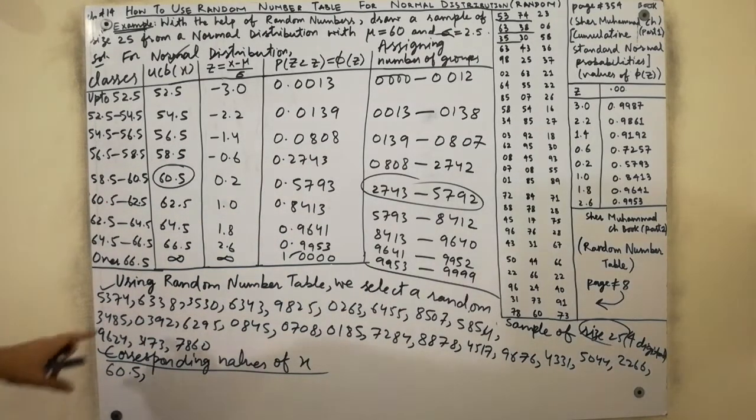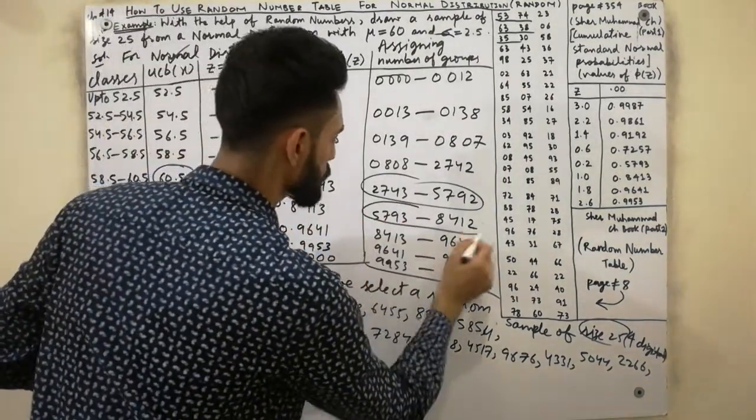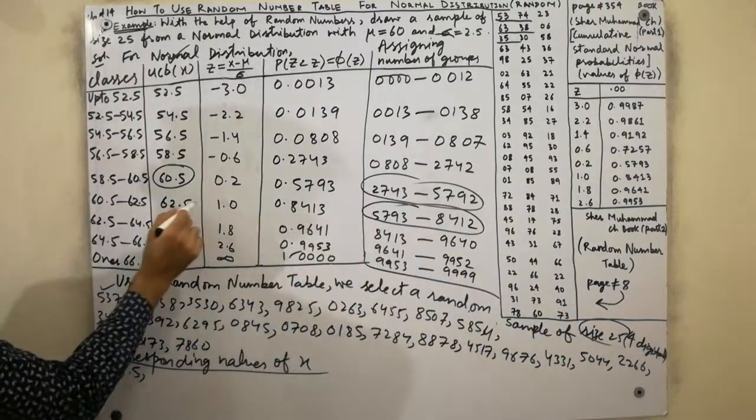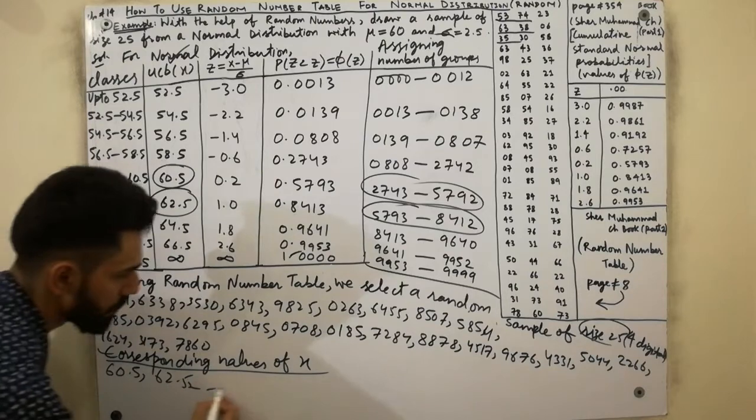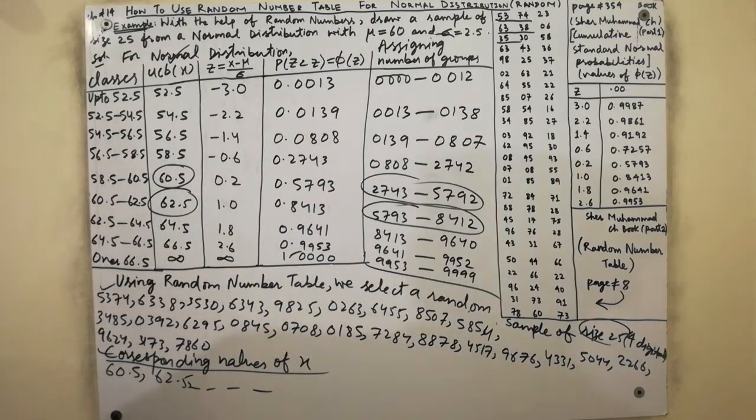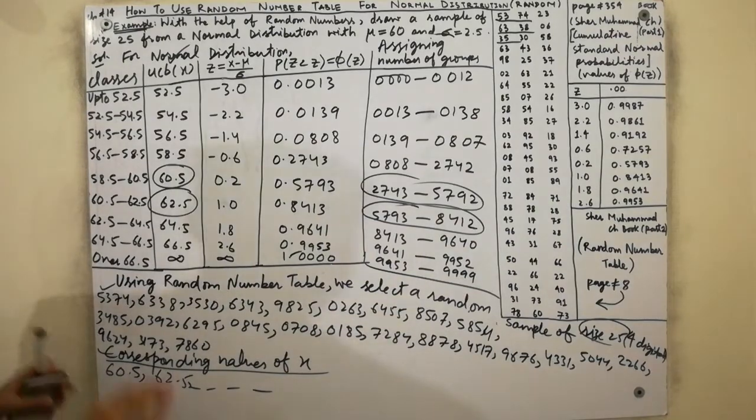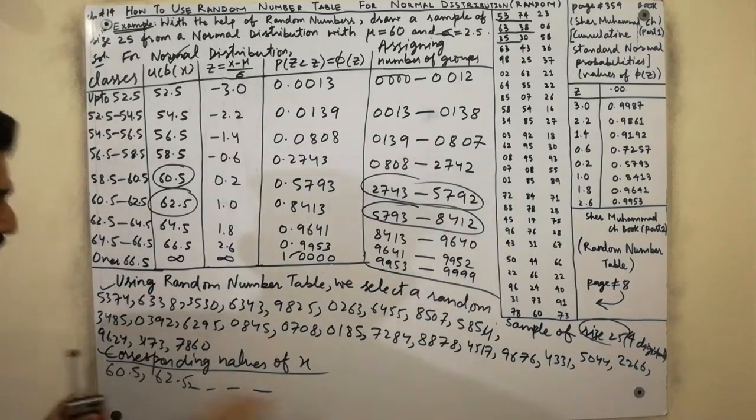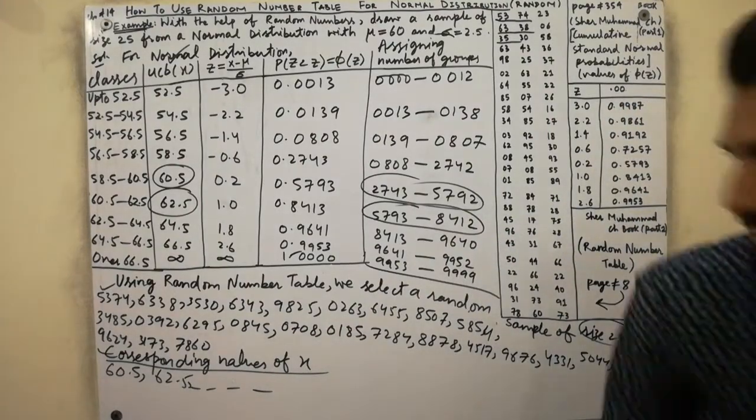Clear? Next, 6338 will be in that group, and the corresponding value of x is 62.5. Next step is very simple: we search for that value in the group and take the corresponding value. I hope you have a clear concept in that, and you can do the next steps easily.